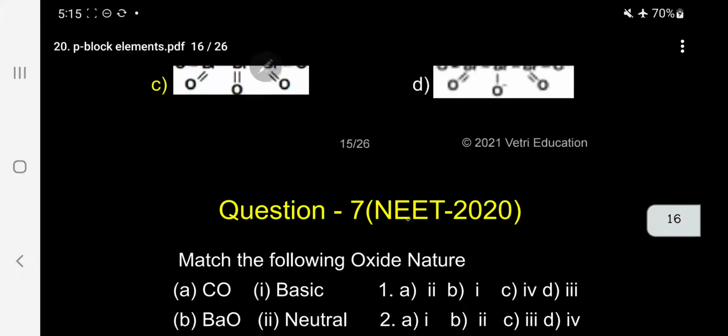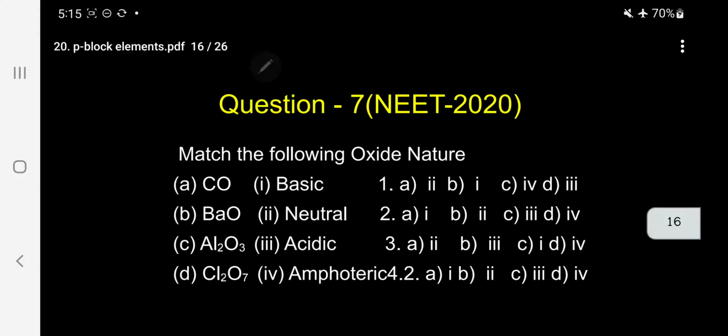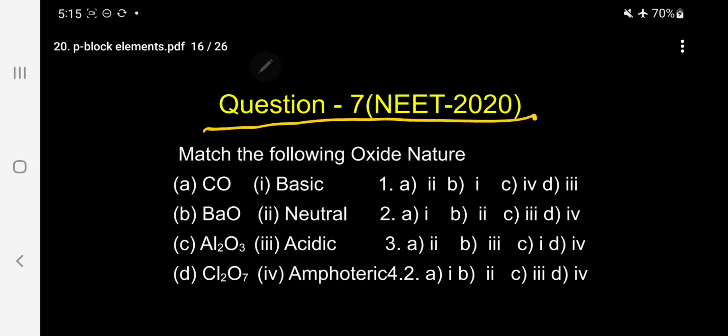Next, question number 7 is an interesting question. This question was asked in NEET 2020. Match the following oxide nature. Please follow. We have to compare the basicity of the oxides. When you say oxide, it may be basic, neutral, acidic, or amphoteric. So you have to identify the correct way.